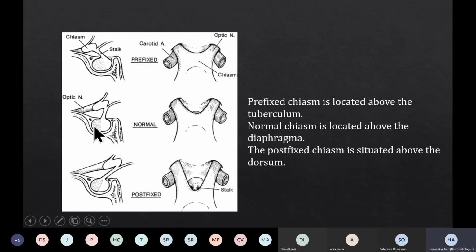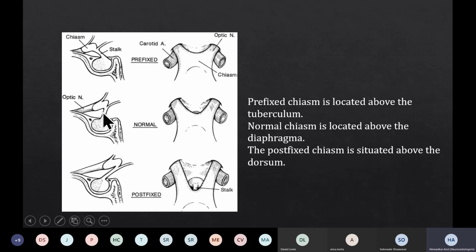Normally, in 50% of patients, it's going to be lying just above the diaphragma sellae, situated right centrally over the pituitary gland itself. So this is normal. But sometimes the optic chiasm may be stretched anteriorly, where it lies over the tuberculum, and this is called a prefixed optic chiasm. And sometimes it can be lying posteriorly, right at the back, and this is called a postfixed chiasm. These two are roughly about 25% each, whereas 50% of the time the chiasm lies above the pituitary itself.